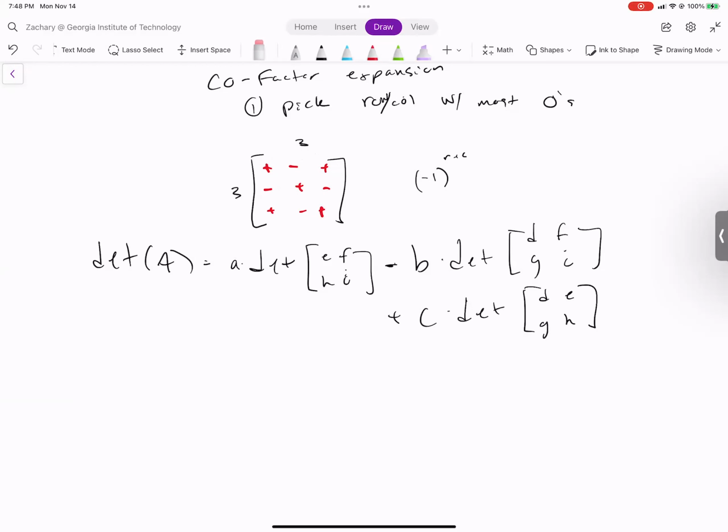Yes. Go for 5.2, problem 3. Do I already have that pulled up? No, I do not. 5.2, problem 3.